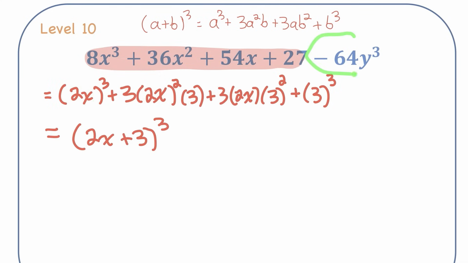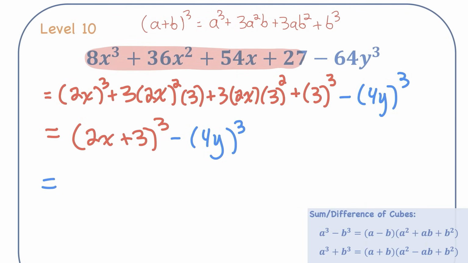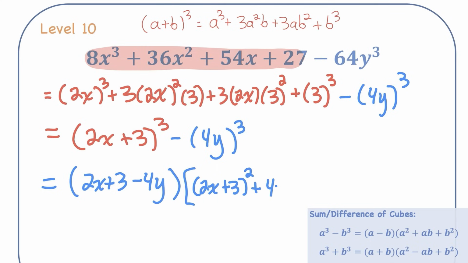And let's not forget about this term. I'm subtracting 64y cubed. I could rewrite that as a 4y all being cubed. So now I can follow my difference of cubes formula. My difference of cubes formula tells me to write this as 2x plus 3 minus 4y multiplied by 2x plus 3 squared plus 4y times 2x plus 3 plus 4y squared.